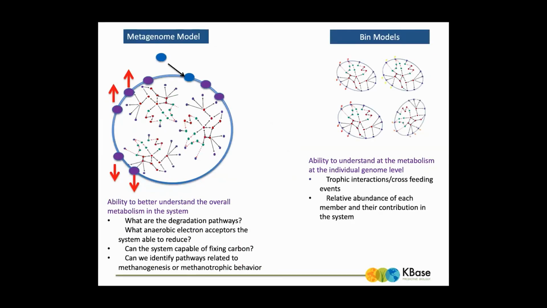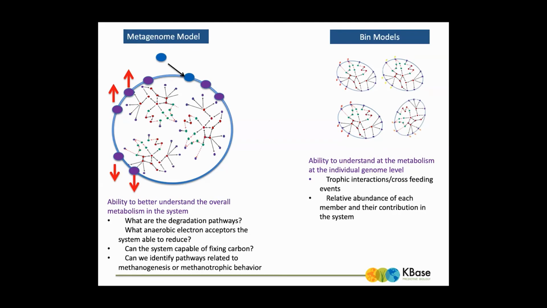So, the metagenome model versus bin models concept. As I explained earlier, why are these important? A metagenome model consists of the overall metabolism in the system. So we can answer scientific questions like: what are the degradation pathways in this system? What anaerobic electron acceptors is this system capable of reducing? Is the system capable of fixing carbon? Can we identify pathways related to methanogenesis or methanotrophic behavior?